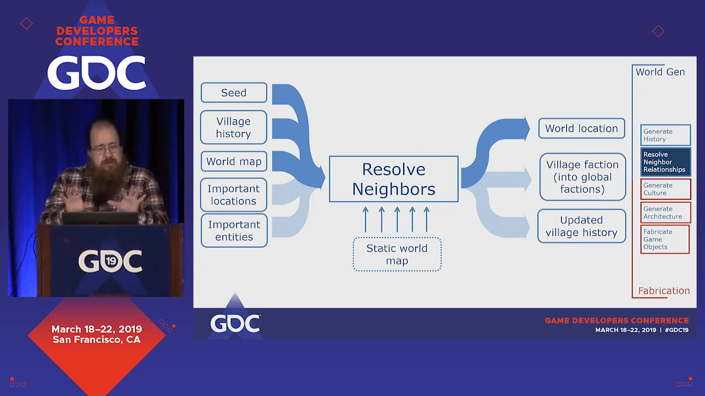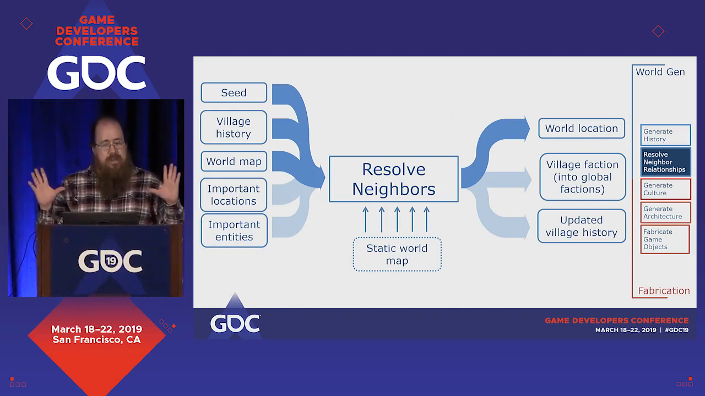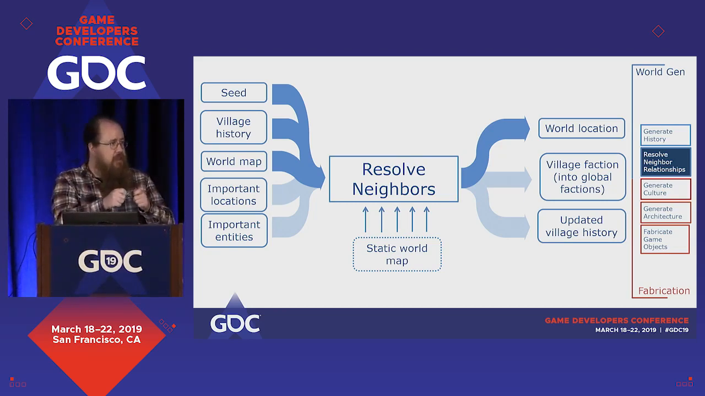Let's take a look specifically at our first step, world location. This is going to take a few inputs. It's going to take the world seed. This gives us our random variation. We're going to take the village history, that's the output we just took a look at, and we're going to take a world map, and we're going to do some processing on it, and we're going to find a location for this very abstract village, which is going to give it a little bit more concrete life.